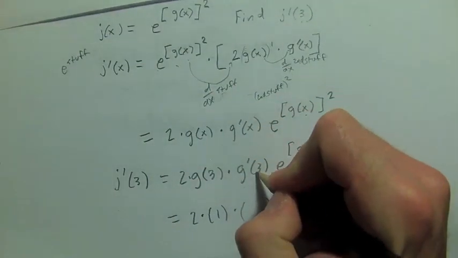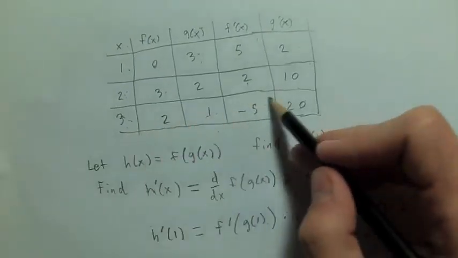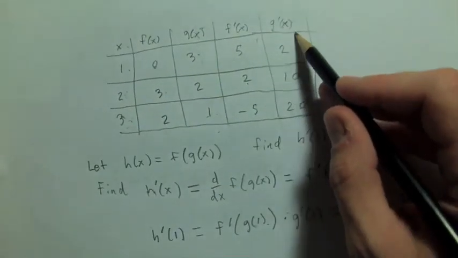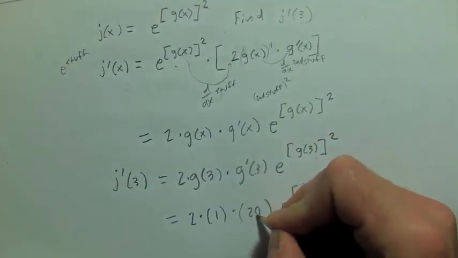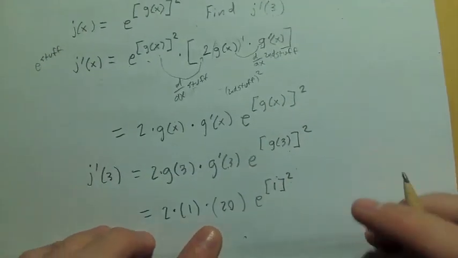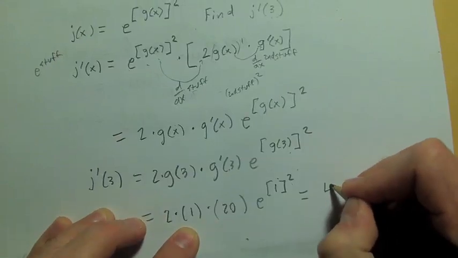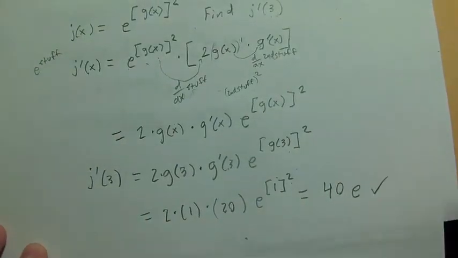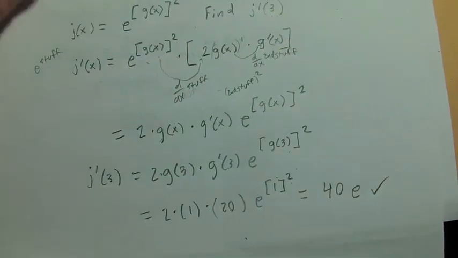Then for this piece I need g prime of 3, and g prime of 3 is actually 20. I go 3 over to g prime, that's 20. So I'll fill that in. And so I have basically 40 times e to the 1, which is just 40e. And we finished that off.